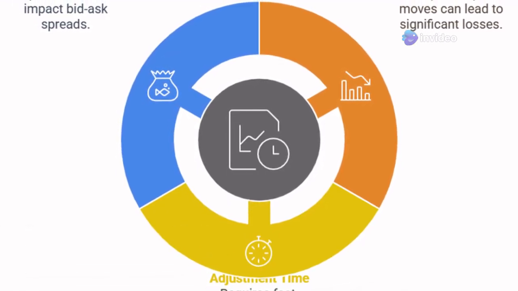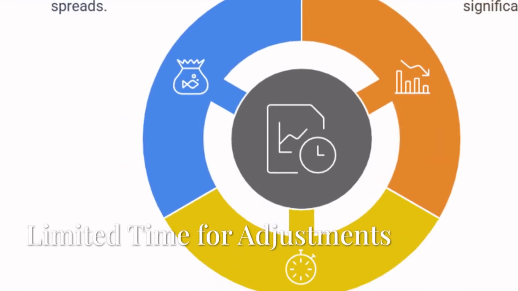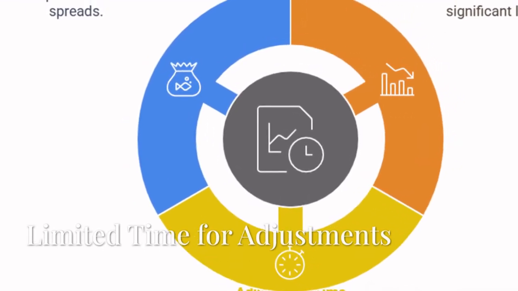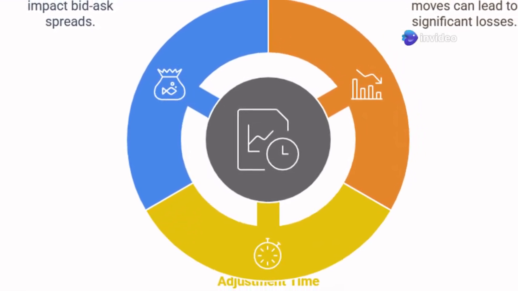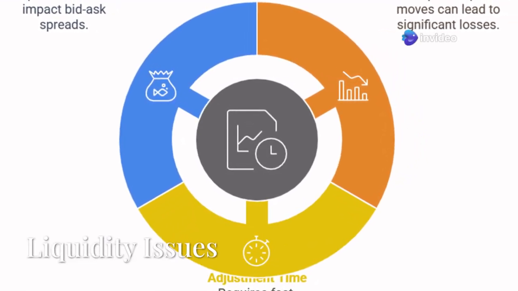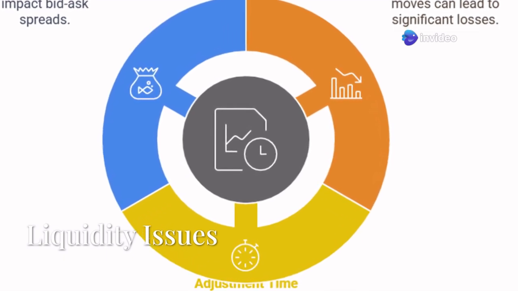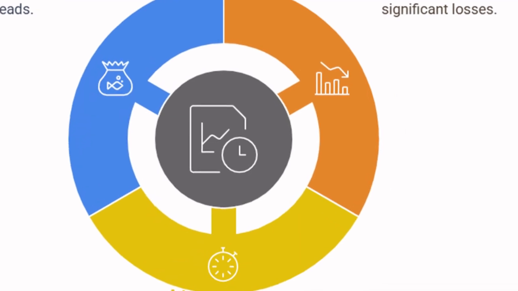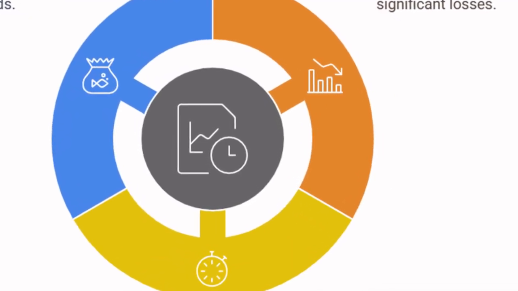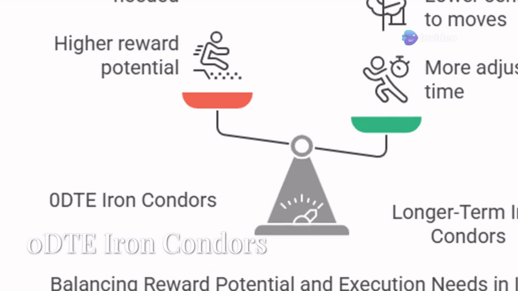Unexpected price moves can lead to significant losses. Unlike longer-term Iron Condors, 0 days to expiration trades require fast decision-making and execution. Liquidity issues: rapid price fluctuations may impact bid-ask spreads, making it difficult to exit trades efficiently.